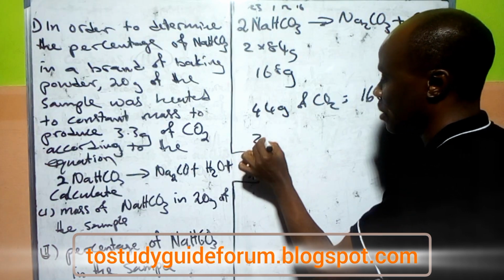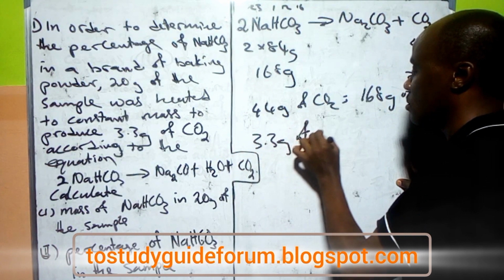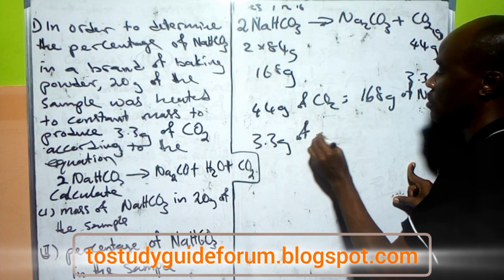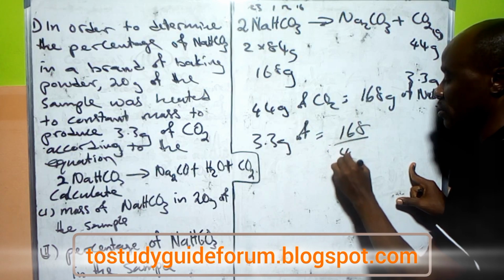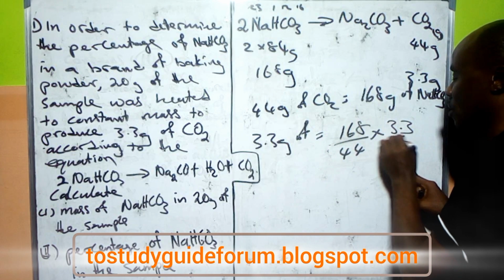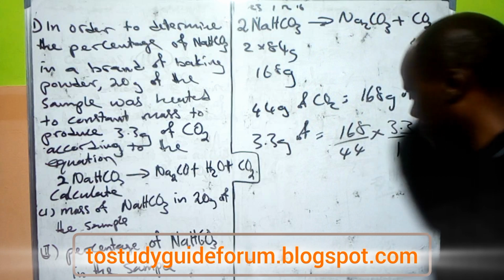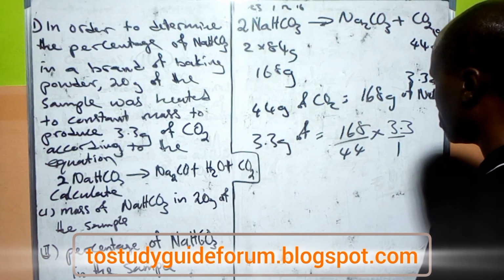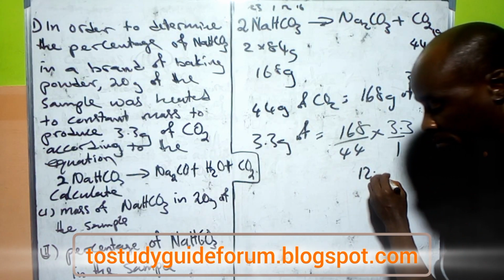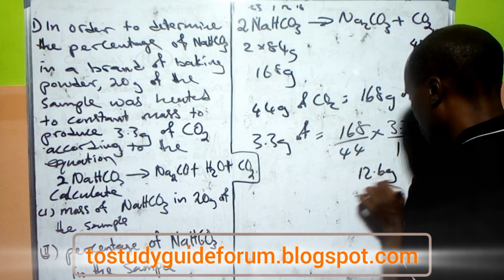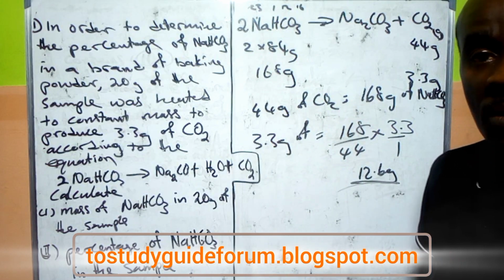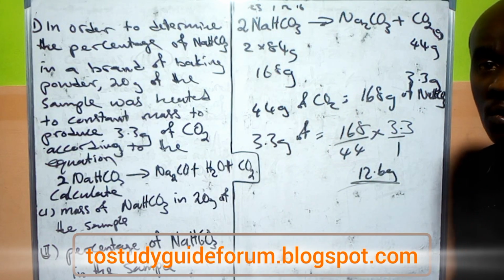So now what will 3.3 grams require? What we have here will be 168 over 44 times 3.3 over 1. Going by this, that is 168 times 3.3 divided by 44, which gives 12.6 grams. So 12.6 grams of sodium hydrogen trioxocarbonate IV will give us 3.3 grams of carbon IV oxide.